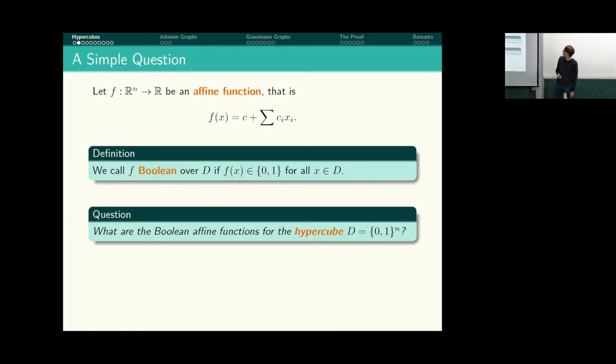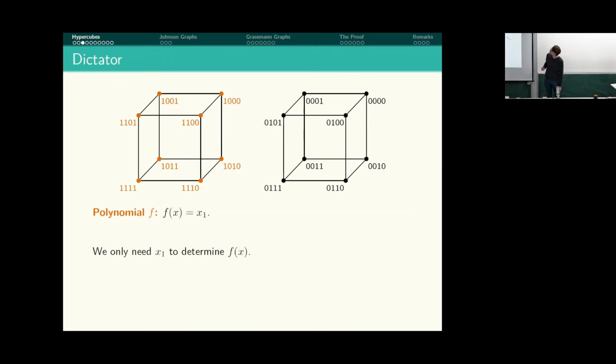And as an easy example to start, if we look at the hypercube, what are the examples we can have? So this is all over the real numbers, and our input are the elements of the hypercube, and we want to figure out which functions there are such that it is Boolean. Now, an easy example is we can take the constant function, which is always 0 or always 1. That's very boring. Slightly more interesting is this function, where our function depends on precisely 1 variable.